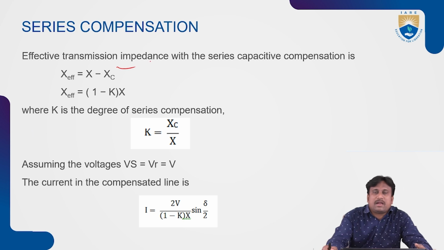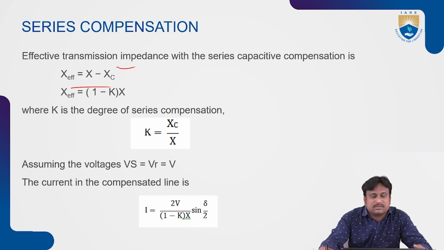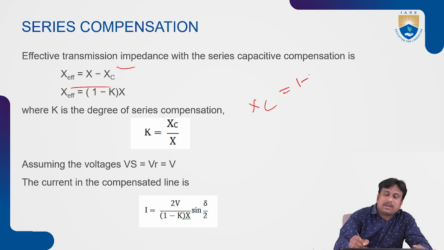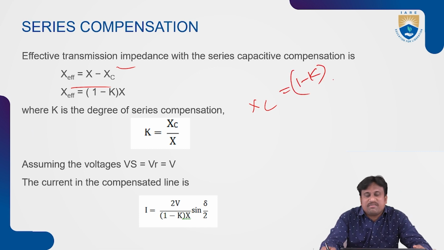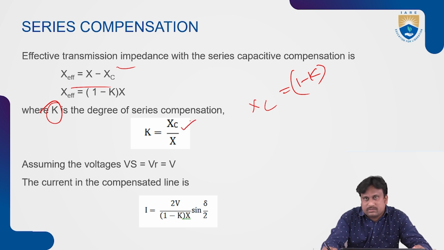Here the effective transmission impedance with series capacitive compensation is provided. That is, the effective reactance is the total reactance x minus the capacitive reactance xc. When you treat this capacitive reactance with the 1 minus k coefficient, the effective reactance becomes 1 minus k into x, where k is the degree of series compensation. That means k is xc by x, where xc is the capacitive reactance, k is the degree of series compensation, and x is the net reactance provided.